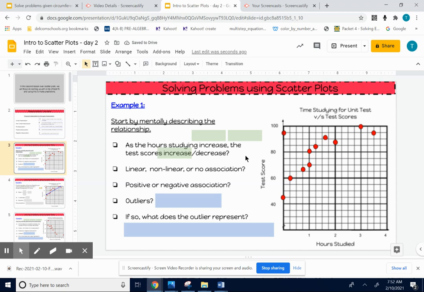What kind of association? Is it linear, nonlinear, or none? Well, linear means that the points kind of hover around a line, and they do. So it is a linear association. Is it a positive or negative association? If the points are going up from left to right, it is positive. If the points were going down from left to right, it would have been negative. So you can just use those to highlight the correct answer.